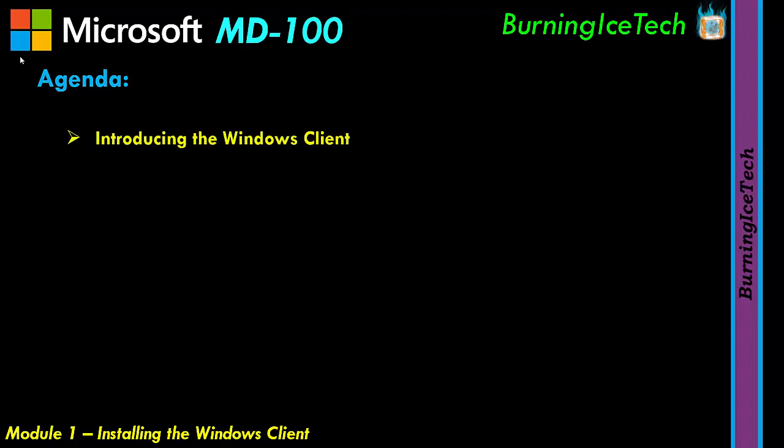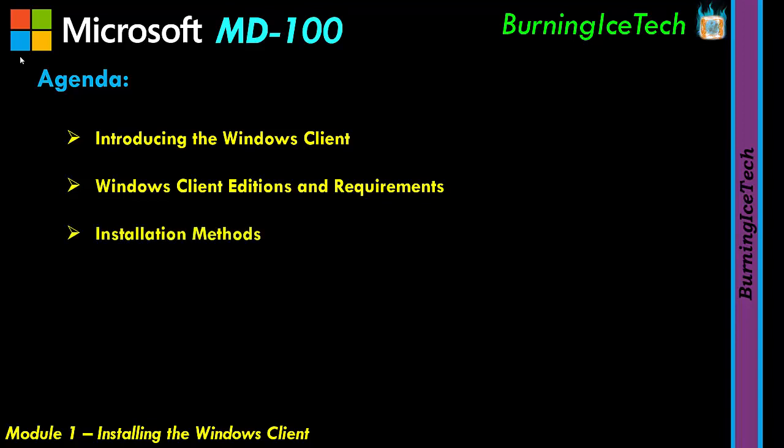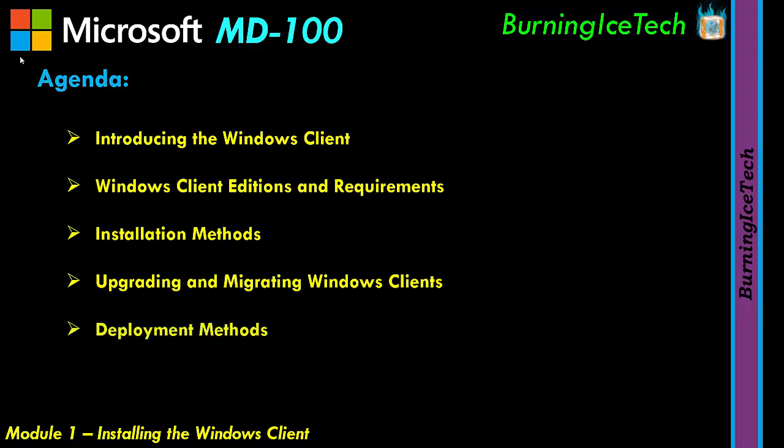The second section in this module is going to be about Windows client editions and requirements. The third section will be about installation methods. The fourth is upgrading and migrating Windows clients. And then our fifth and last section in this module is deployment methods. Now, in case anyone's wondering, no, installation methods and deployment methods are not the same thing. They are two different things, which you'll see once we get to those sections.